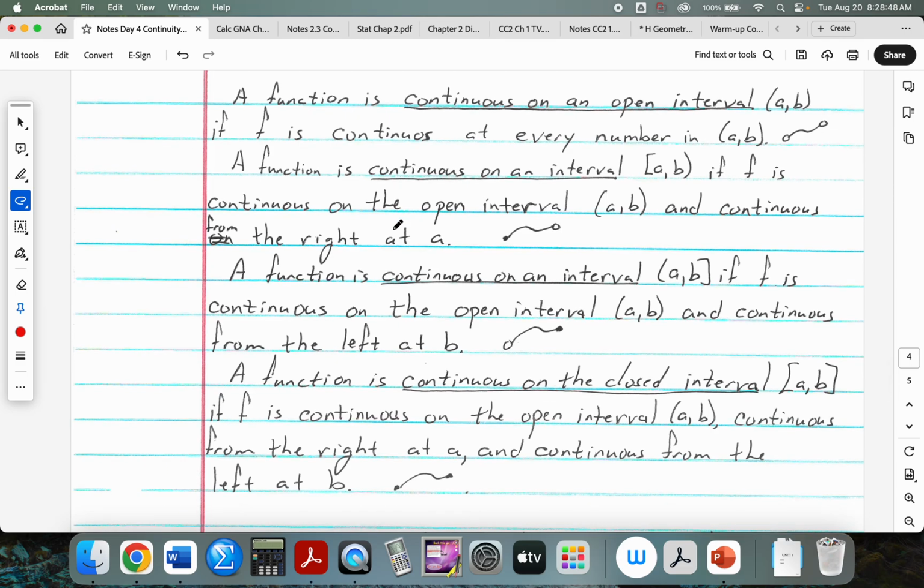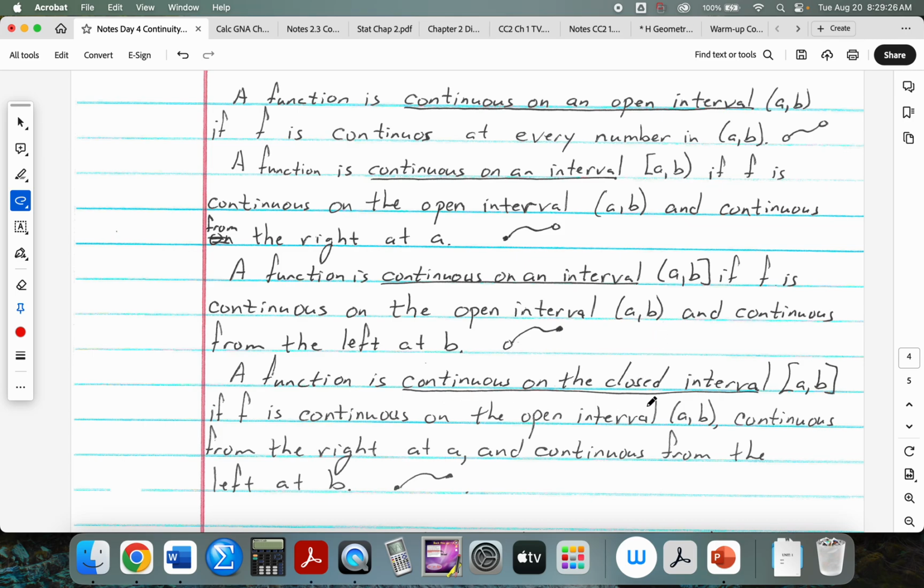So a function is continuous on an open interval from a to b if it's continuous at every number in a to b. Right? A function is continuous on the interval that's closed at a but open at b if f is continuous on the open interval from a to b and continuous from the right at a. So this is letting us talk about continuity on a very limited domain. We can also do half open the other way, open at a, closed at b.